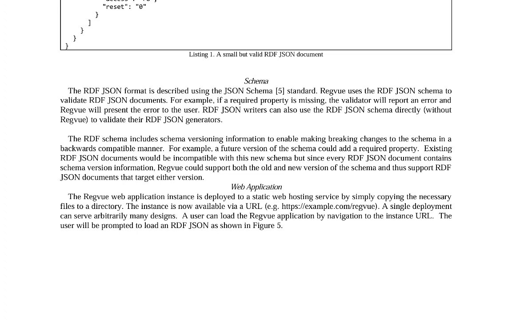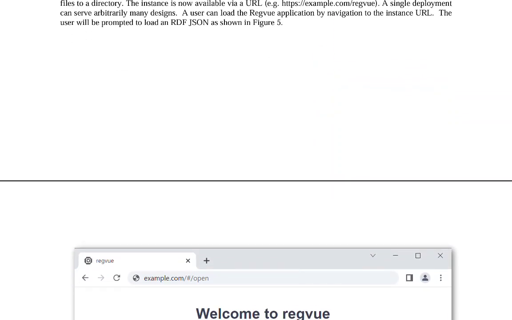And thus support RDF JSON documents of either version. For the web application, a Regvue web application instance is deployed to a static web hosting service by simply copying the necessary files to a directory. The instance is now available via URL. So a single deployment can serve arbitrarily many designs. A user can load the Regvue application by navigating to the instance URL. The user will be prompted to load an RDF JSON, as shown in figure 5.